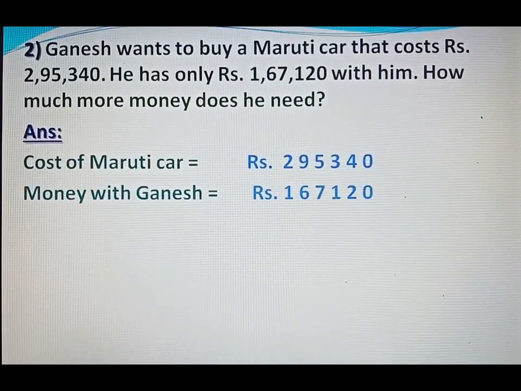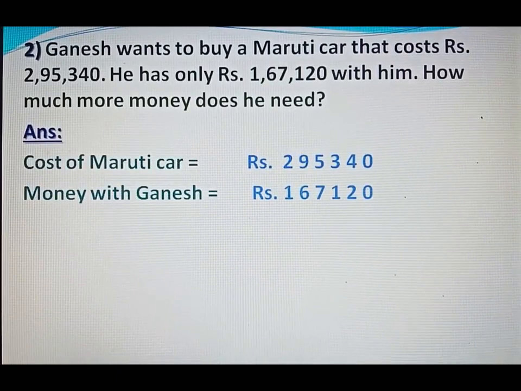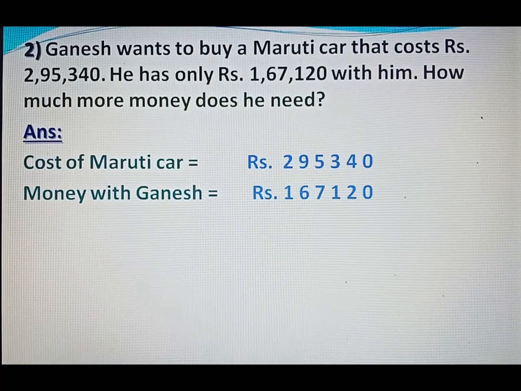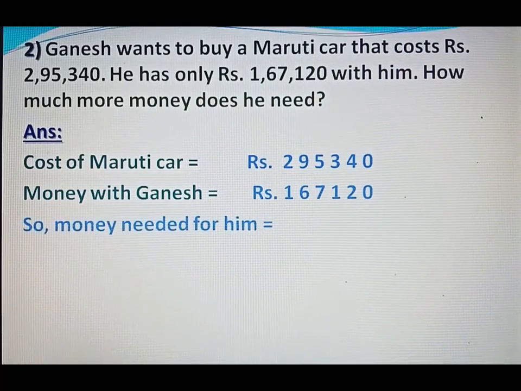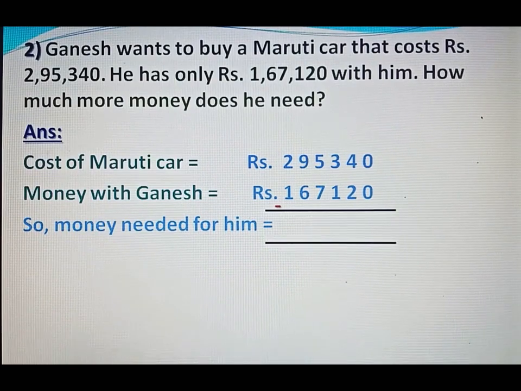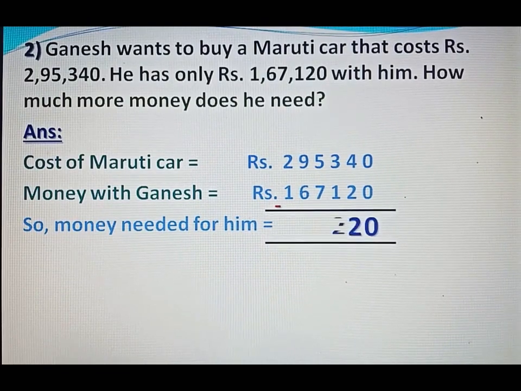Answer, first we write the statement. Cost of Maruti car is rupees 2,95,340 and money with Ganesh rupees 1,67,120. So money needed for him is, so we will do subtraction. 0 minus 0, 0, 4 minus 2, 2, 3 minus 1, 2.